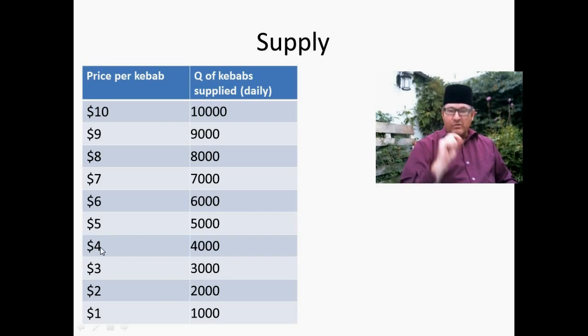These are the quantities supplied at a given moment, but supply per se is all of the possibilities together, the entire schedule. Again, we can represent the schedule graphically.